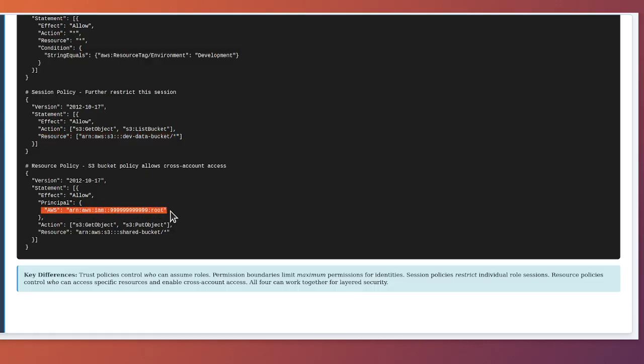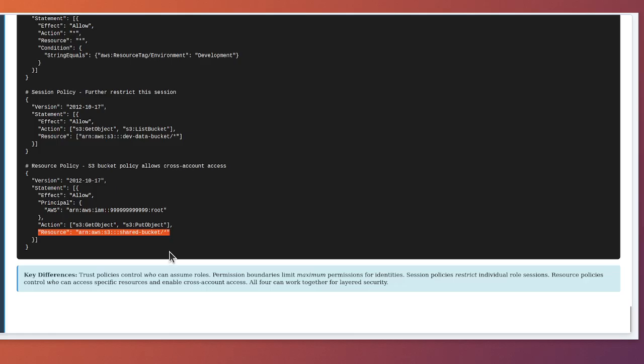The policy has version set to 2012-10-17 and a statement array. The effect is allow, and the principal field specifies AWS with the value arn:aws:iam::account-number:root, which represents the entire account. This allows any principal in that account to potentially access the bucket. The action field includes s3:GetObject and s3:PutObject, allowing both read and write operations.